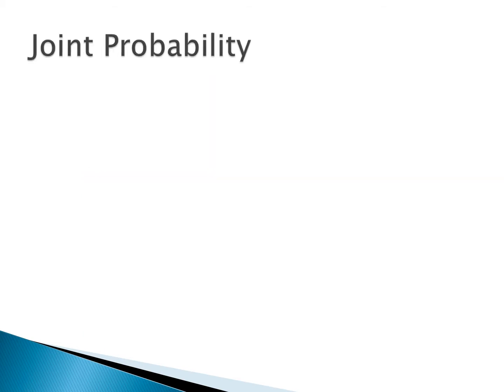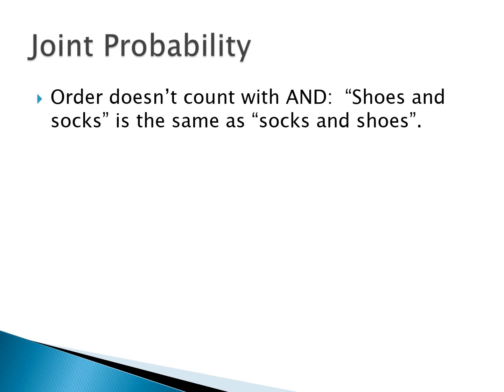So there are a few things to keep in mind about joint probability, and conditional probability too for that matter. The first one is that when you're doing joint probability, when you're doing and, order doesn't matter. The probability of shoes and socks is the same as the probability of socks and shoes. In our man with the hat example, if you first wanted to find probability of man, followed by probability of hat given man, you would have gotten the same answer.